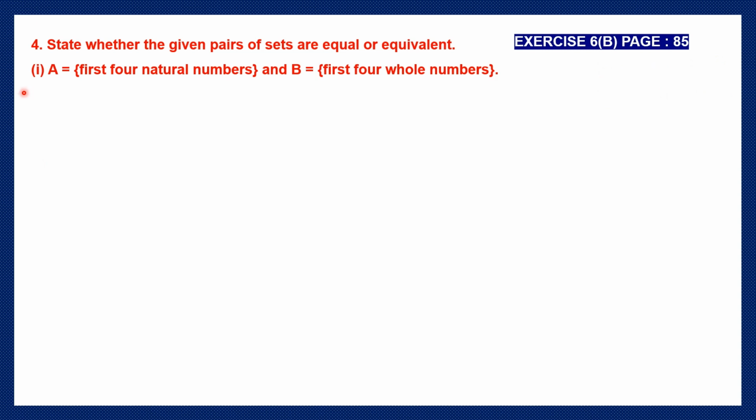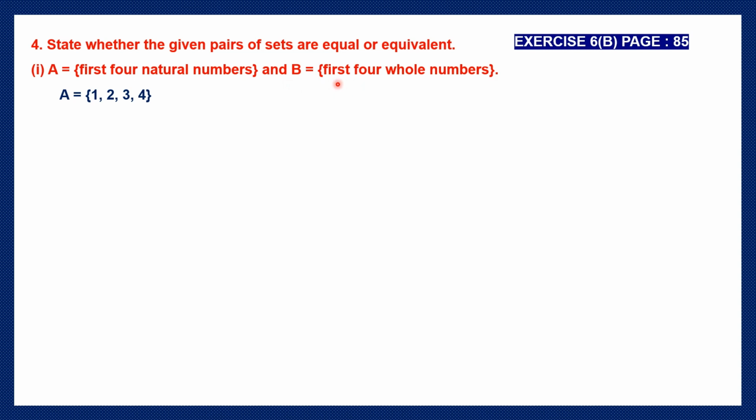So let's begin with the first one. Here we have two sets A and B. A has the first four natural numbers and B has the first four whole numbers. When you are given it this way, the first thing to do is write it down as elements, that is, in roster form. Otherwise you won't be able to understand, isn't it? So let's write down what the elements of A are. First four natural numbers, that is 1, 2, 3 and 4. The first natural number is 1. So we have 1, 2, 3, 4, that is set A.